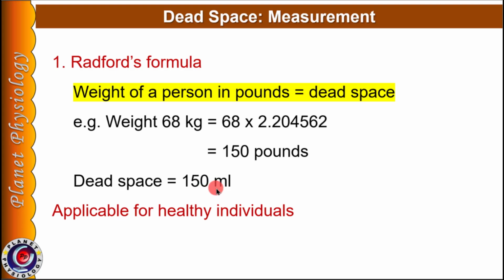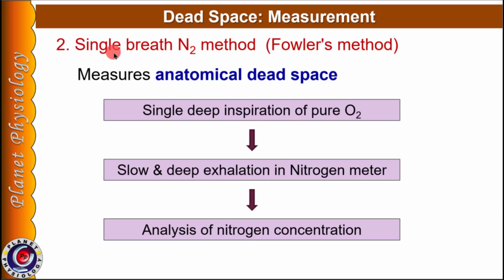Next, a relatively easy method to measure the dead space is by the single breath nitrogen method, which is also called Fowler's method. It is used to measure anatomical dead space. So let us study this method. Here the subject exhales completely and then takes a single deep breath of pure oxygen and exhales into a nitrogen meter. The exhaled air is then analyzed for nitrogen concentration using the nitrogen meter.